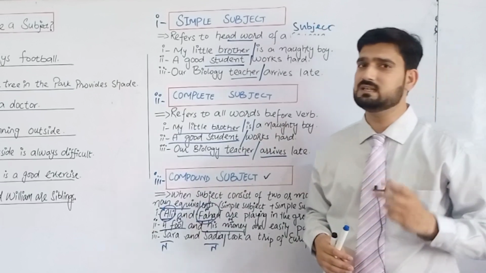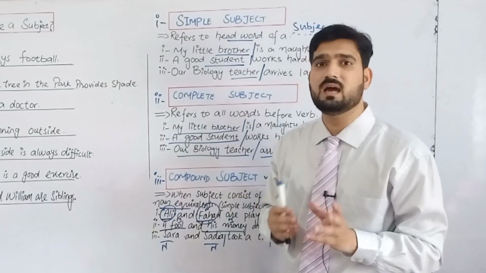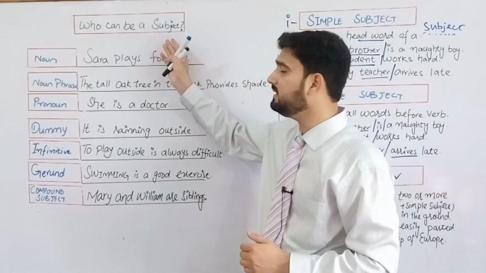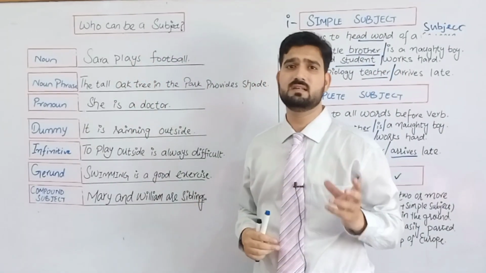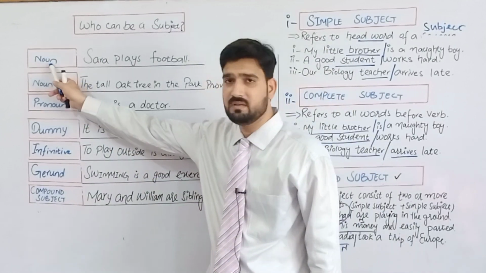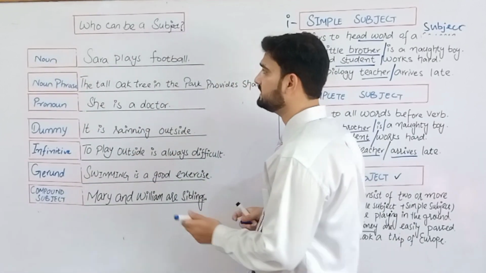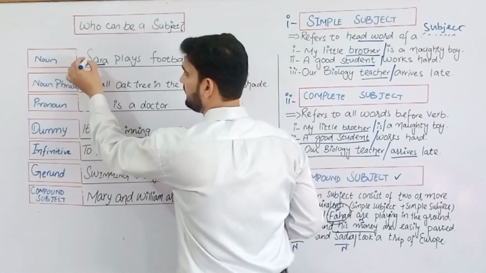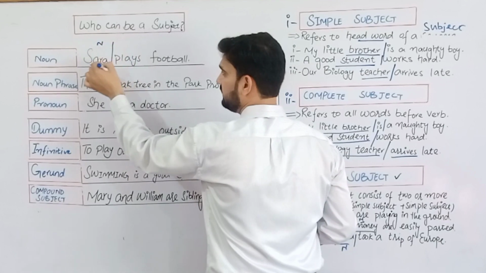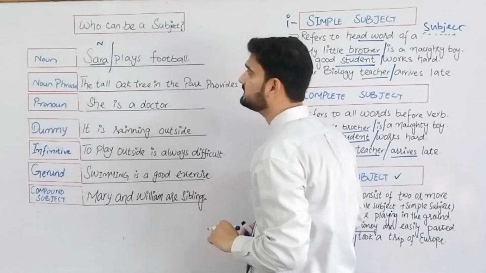Now there is another question: who can be a subject? For that, we move forward to the next slide. Who can be a subject? There are many words that can be a subject. Primarily, I have written down here that a noun can be a subject. A noun can function as a subject. Sara is the name of a person, so it is a noun, and it is used as a subject here.